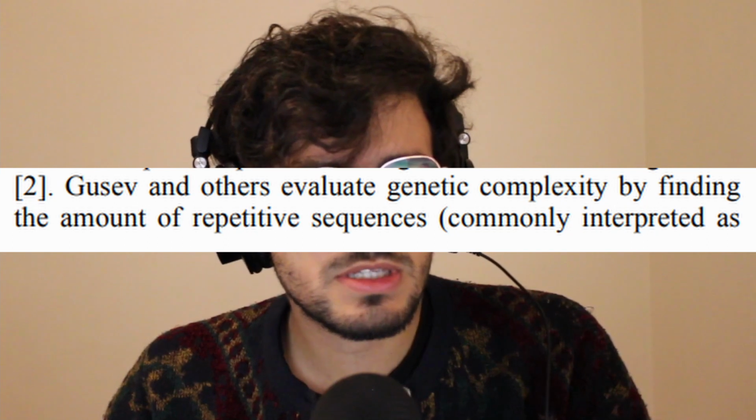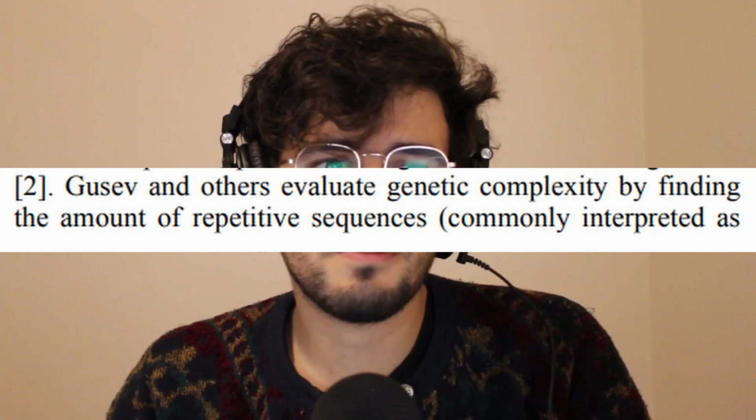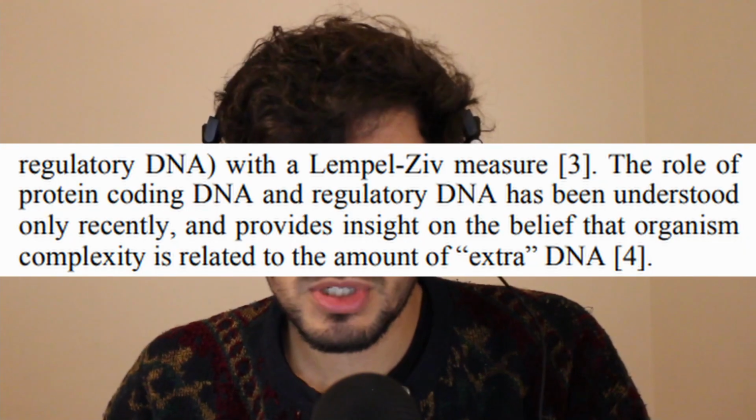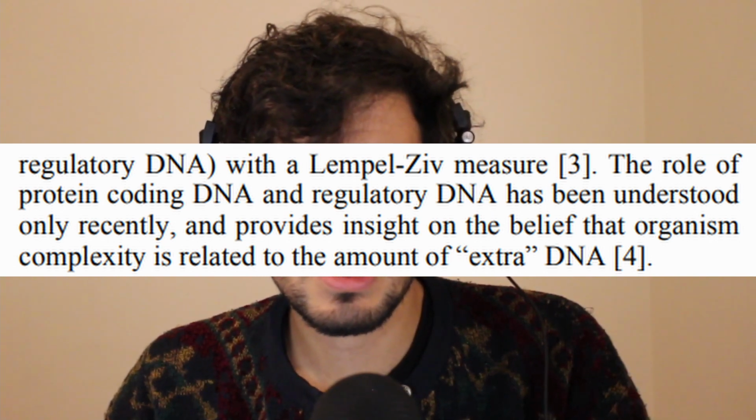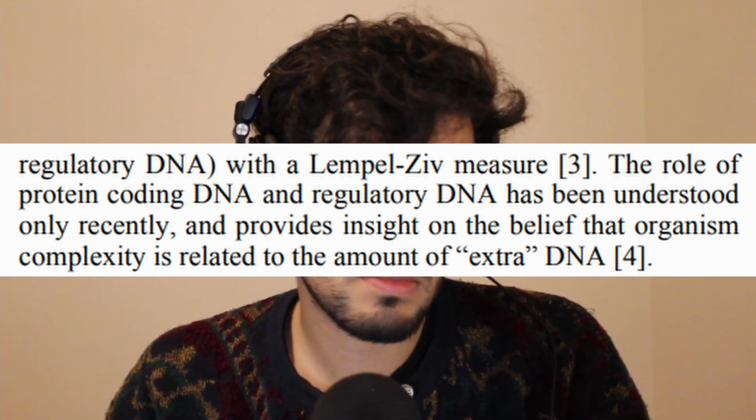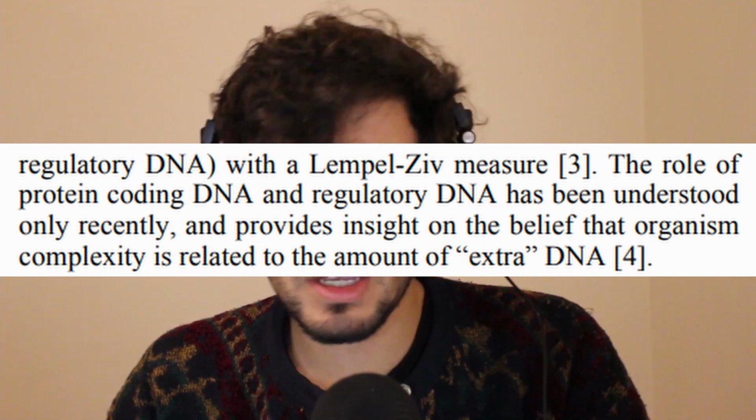So the next bit that is important is this one. Gusev and others evaluate genetic complexity by finding the amount of repetitive sequence. So with a Lempel-Ziv measure, the role of protein coding DNA and regulatory DNA has been understood only recently and provides insight on the belief that organism complexity is related to the amount of extra DNA. So here, this bit means that K complexity is a good proxy for an organism's complexity from past research. Therefore Lempel-Ziv, which is a good proxy for K complexity, should be a suitable proxy.